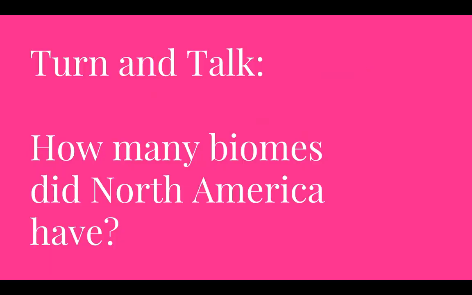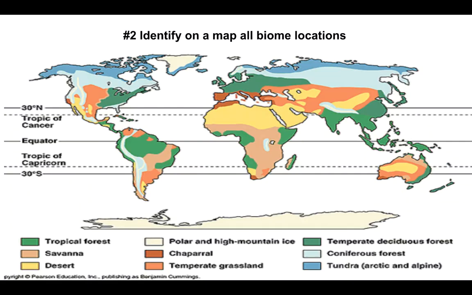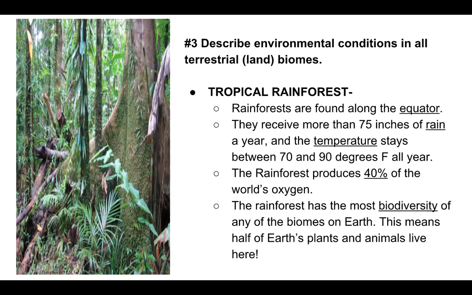at this time, try to identify about how many biomes North America has. And if you need to go back to the map, you're going to write this on your paper, you're not going to really talk to anybody about this while you're watching the video. So look back. If you need to pause this, you can do that to see how many biomes you think the United States has. All right, go ahead and do your success criteria number 2, identify on a map all biome locations.